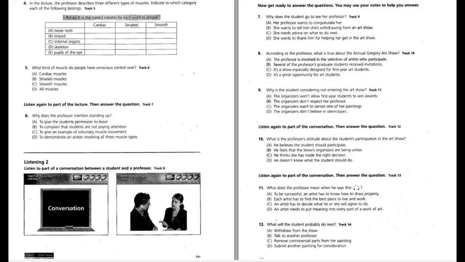Number 4. In the lecture, the professor describes 3 different types of muscles. Indicate to which category each of the following belongs. Number 5. What kind of muscle do people have conscious control over?